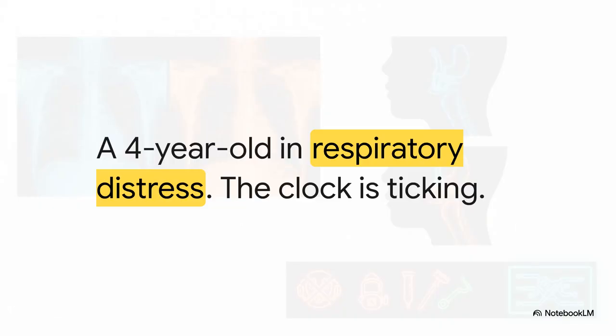So picture this. A 4-year-old rolls in with severe respiratory distress. The clock is literally ticking, and the clinical stakes, they couldn't possibly be higher. Your ability to rapidly differentiate these evolving pediatric airway emergencies is exactly what stands between successfully securing an airway and a catastrophic respiratory arrest. It's on you.